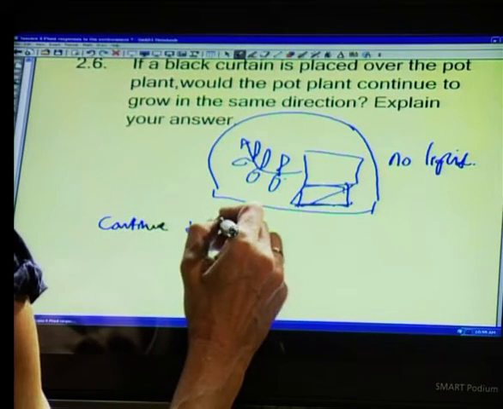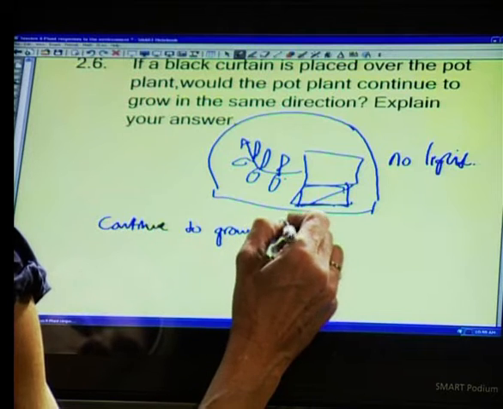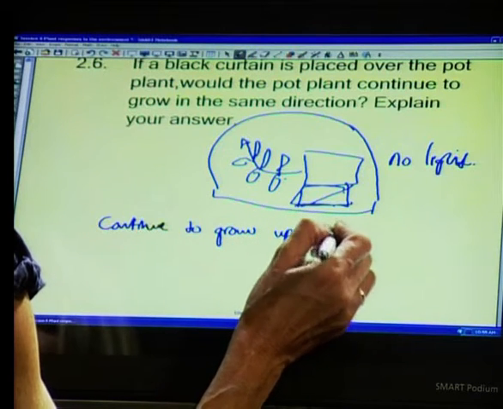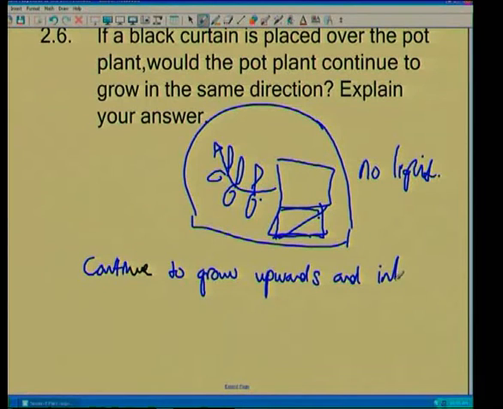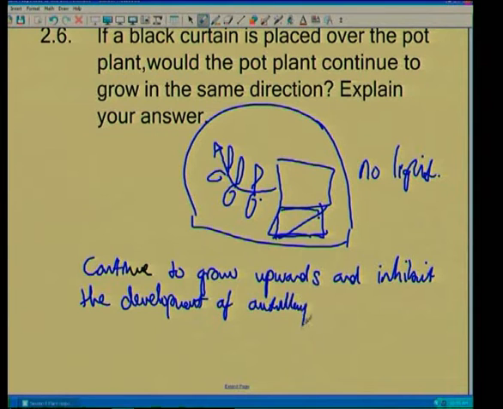Continue to grow upwards. Okay. And inhibit, because it's going to continue to grow upwards, and therefore it's going to continue to inhibit the development of auxiliary buds. And those auxiliary buds are going to then cause the lateral branches to occur. Okay, so there you go.